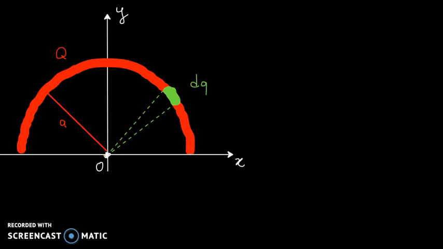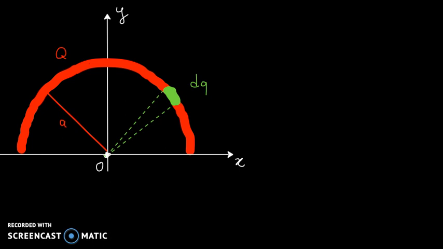In this problem, we have a semicircular arc made up of an insulating material with charge capital Q uniformly distributed on it, and the arc has radius a. We'd like to calculate the electric potential at the center of curvature of this arc. We're also going to assume that the electric potential is zero at infinity.